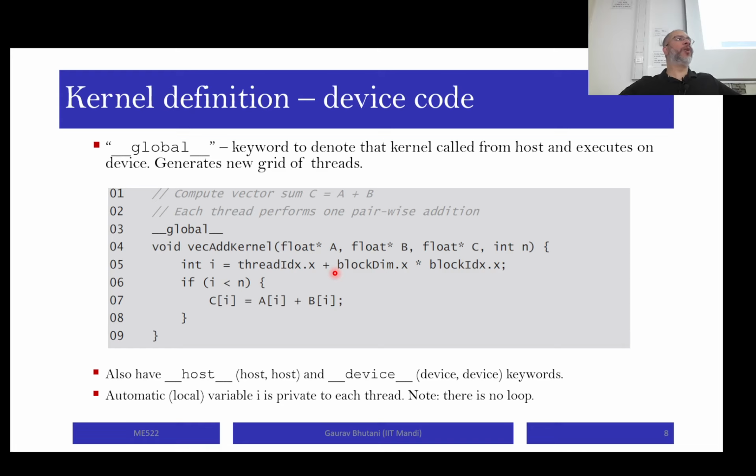A loop is for sequential operation, right? But what's happening is that you are giving one index i to each thread. So this kernel function runs on each thread. You already spawn threads, then you run each i's execution, that is C of i is equal to A of i plus B of i, on each thread. So there is no loop required because the work is parallel, it's not sequential.